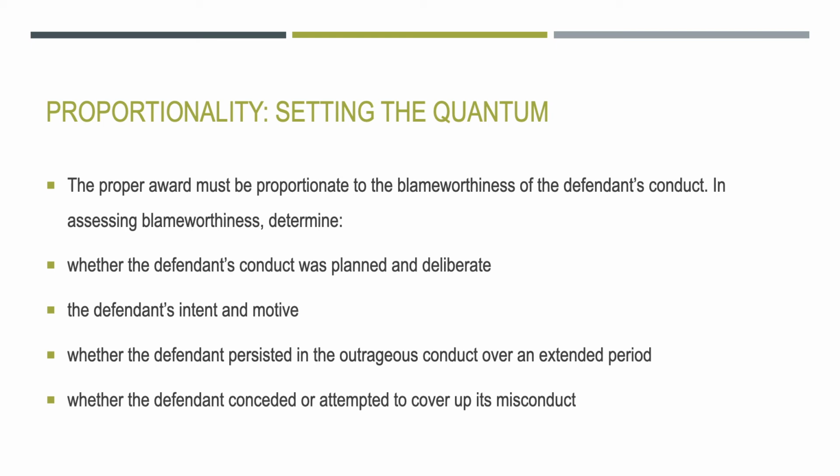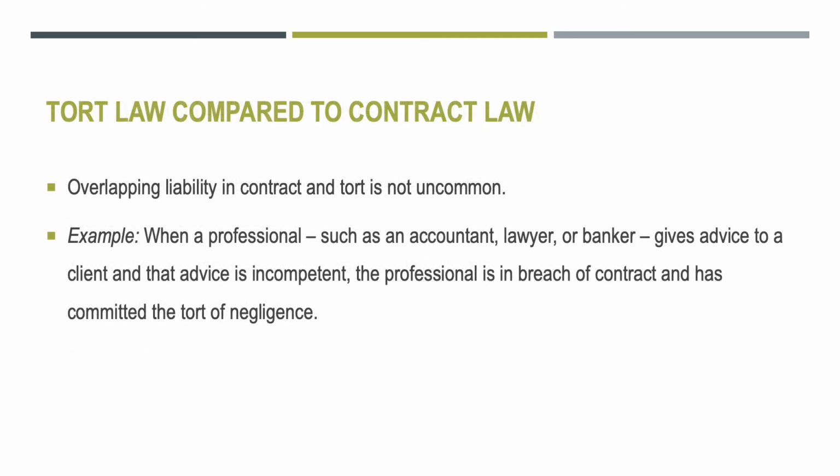And in setting the quantum, the amount, the court will look at a couple of different variables. These include whether the defendant's conduct was planned and deliberate. The defendant's intent and motives will also be examined. Whether the defendant persisted in the outrageous conduct over an extended period of time. And finally, whether the defendant conceded or attempted to cover up the misconduct.